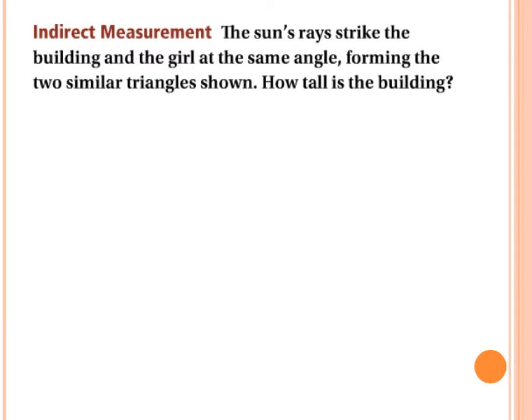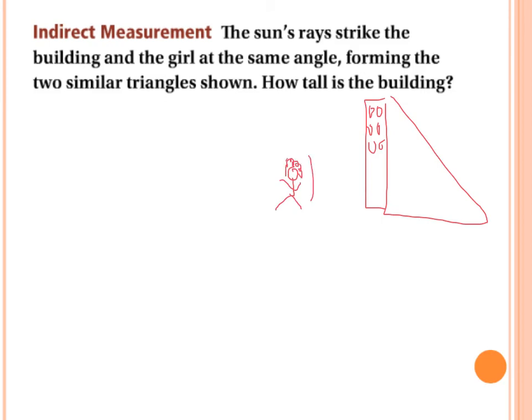Now for this next problem, this is where I'm talking about drawing a picture and labeling being very important. The sun rays strike a building and a girl at the same angle. So first I'm going to draw a building. This is going to be my building. It has a bunch of windows. And then I'm going to draw a girl. I'm going to have a girl with funny hair. Both have a relationship with a triangle, and they both have the same angle, forming two similar triangles. How tall is the building?